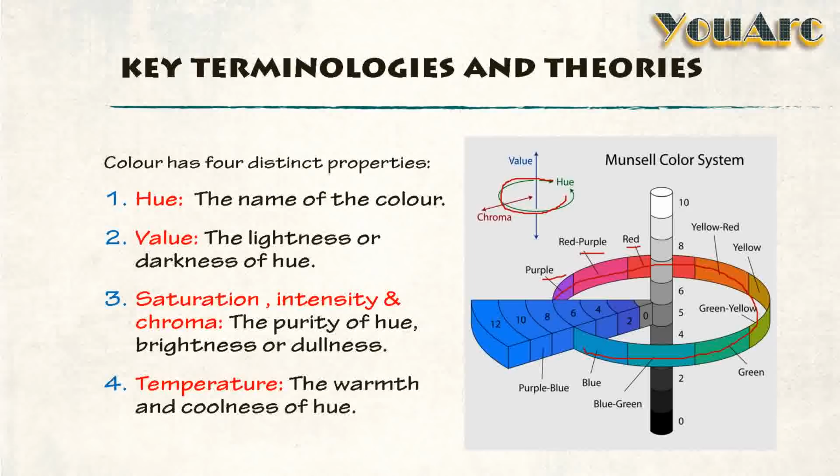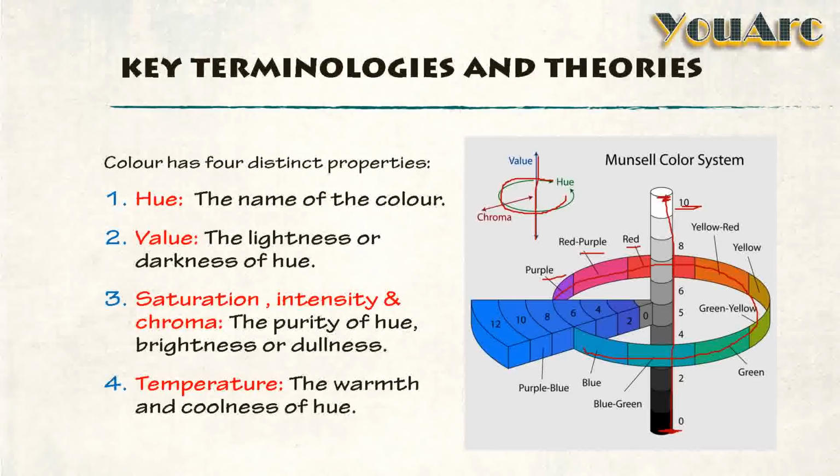Next is value. Value means the lightness or darkness of hues. That is this particular vertical line. Here we can see a line having black at the bottom with value 0 and pure white on top with a value of 10. When we mix this particular hue with this value, we get the lightness or darkness of the hue. Let's see all these things in detail later.